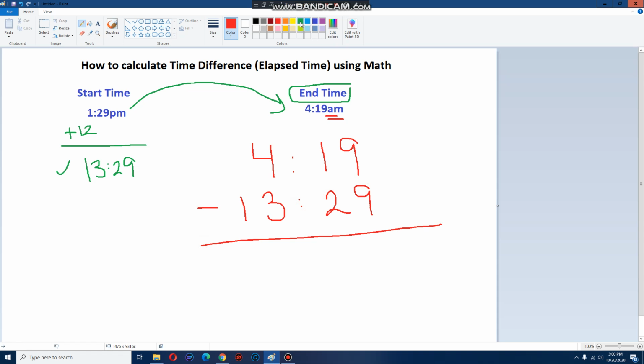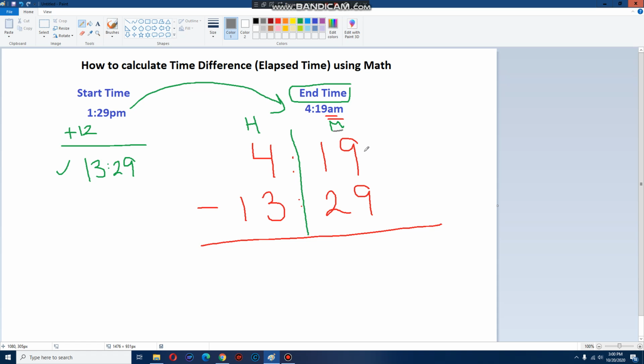And as always, I like to separate my hours and minutes with a line. This side is H for hours, this side is M for minutes. And again, the same technique applies. Take a look at the minute side. 19 minus 29. I can't do that. I cannot do small number minus big number.